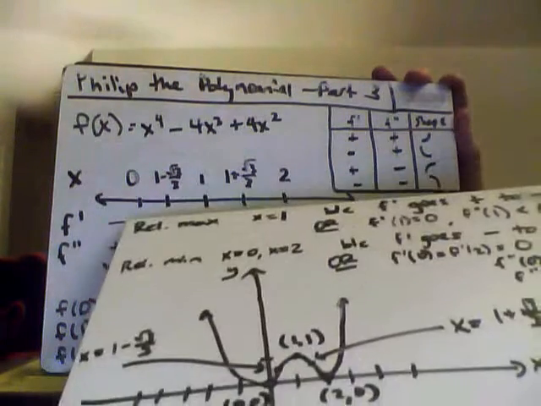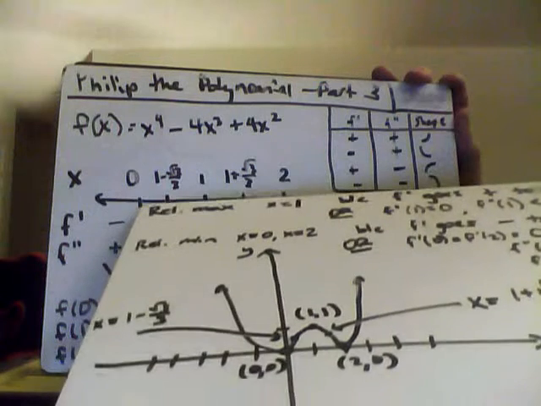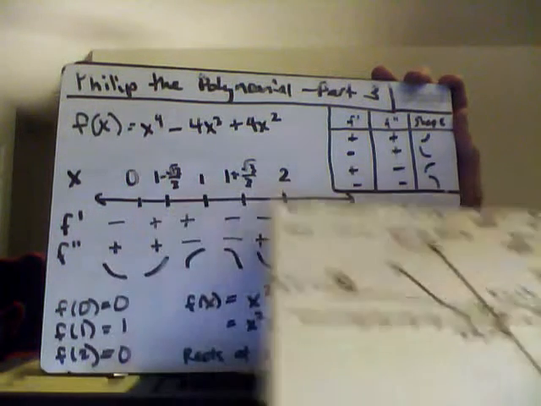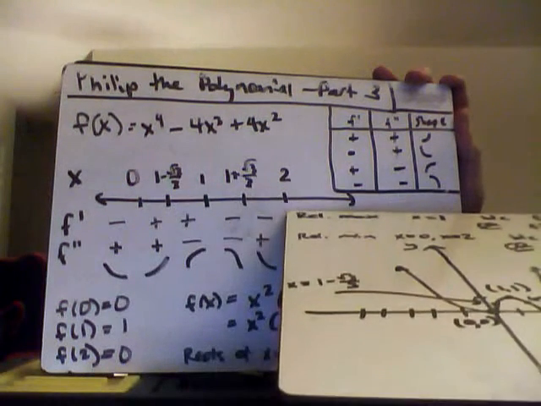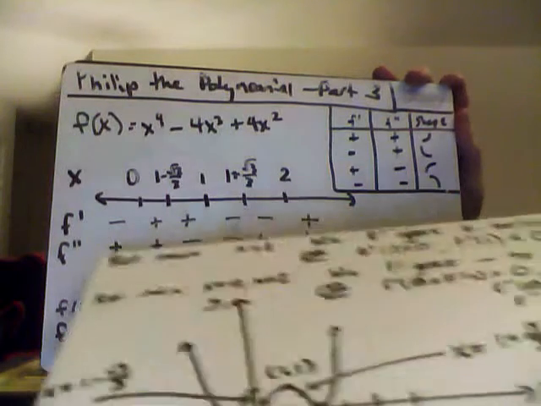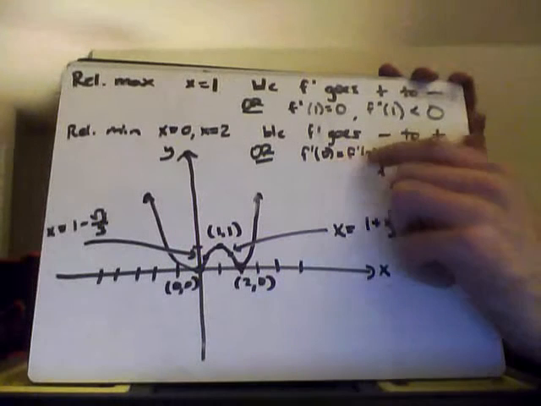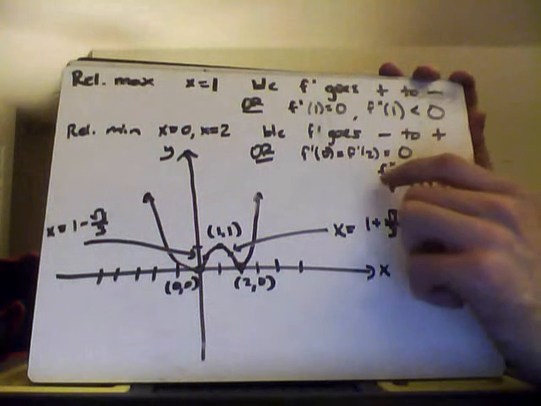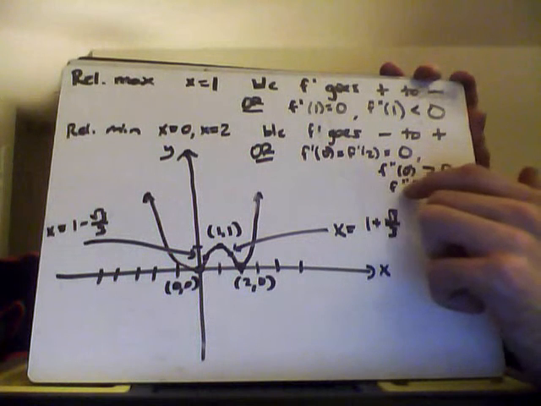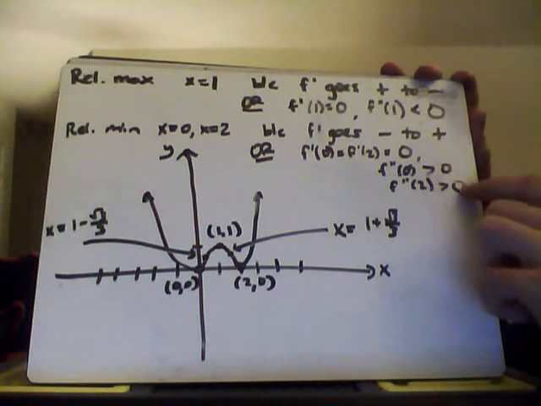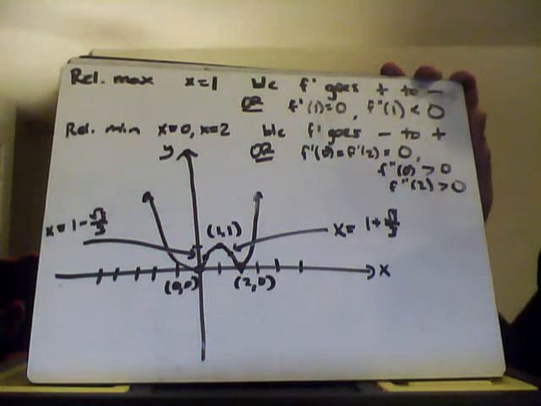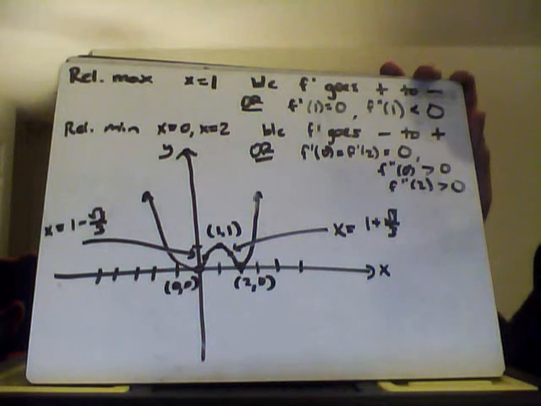Notice also at x is equal to 0 that the derivative at 0 is equal to 0, and at x is equal to 2, the derivative at 2 is equal to 0. And in both cases, the second derivative is positive. So by the second derivative test, since f prime of 0 and f prime of 2 are both equal to 0, and f double prime at x is equal to 2 and at x is equal to 0 is positive, we would have a relative minimum.